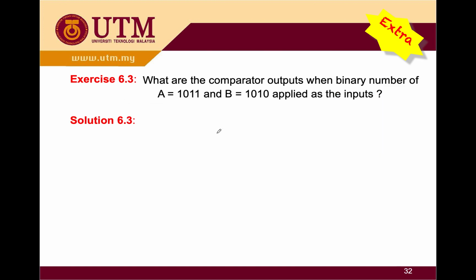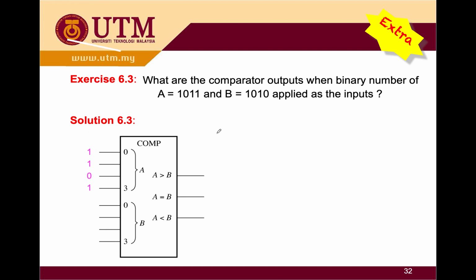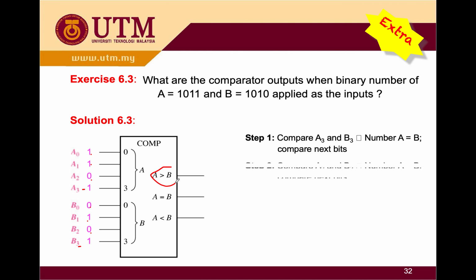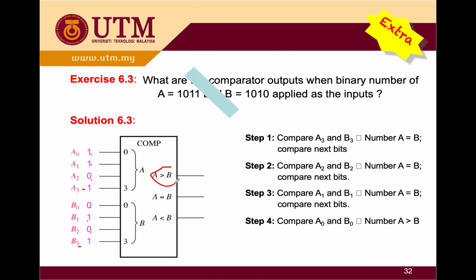There is another example also. This one is for 4 bits. You can try it also. First of all, you compare the MSB, B3 and A3. First it's equal, second B2 and A2 are equal also, B1 and A1 equal also, but for B0 and A0, it shows that A is more than B, so you get a similar 100. So this is the step.